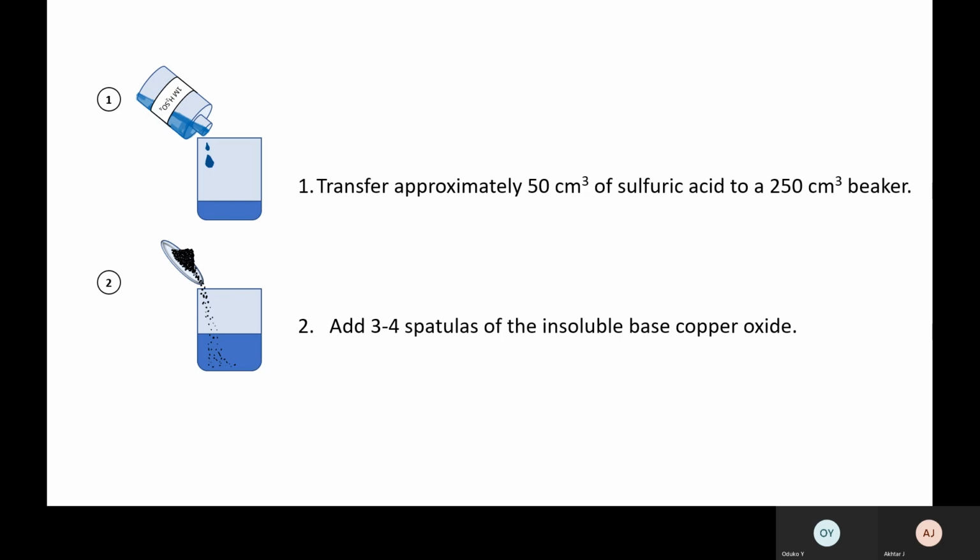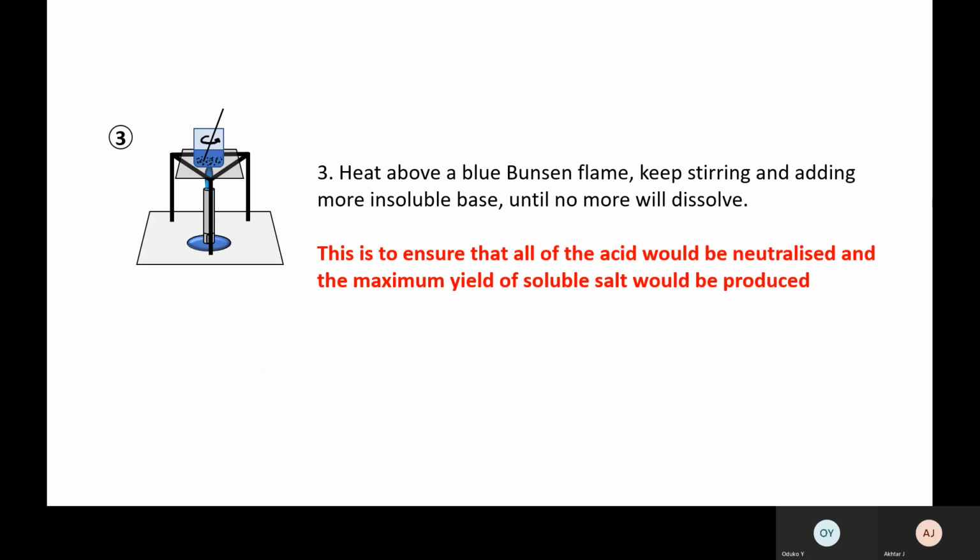And then you need to start dissolving that. What's really going to help is if the acid is gently heated, that's going to ensure that powder dissolves in that. And you're going to keep stirring and keep adding more copper oxide until no more will dissolve. And that's just going to make sure that all of the acid's been neutralized and that you're going to get a really high yield, or the maximum yield, of salt crystals at the end.